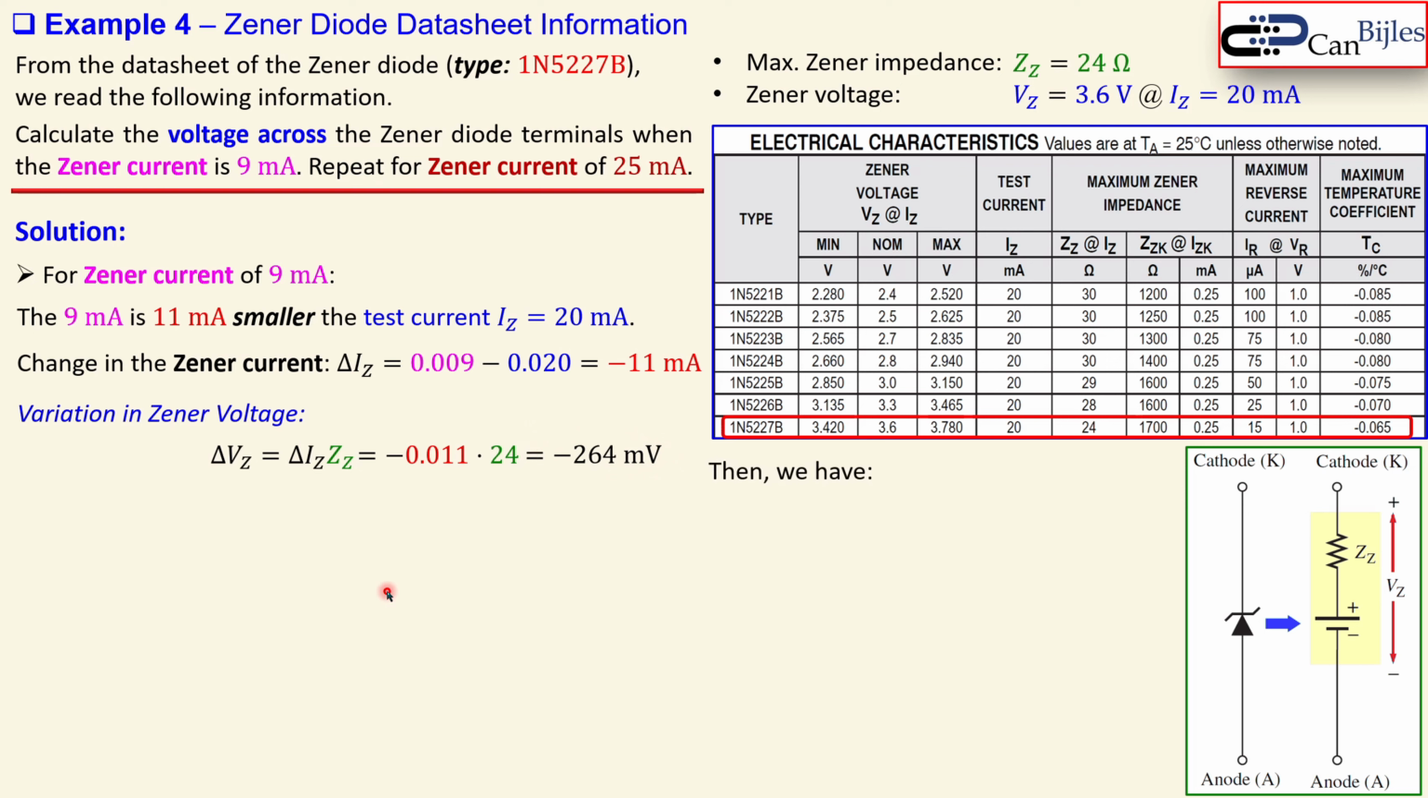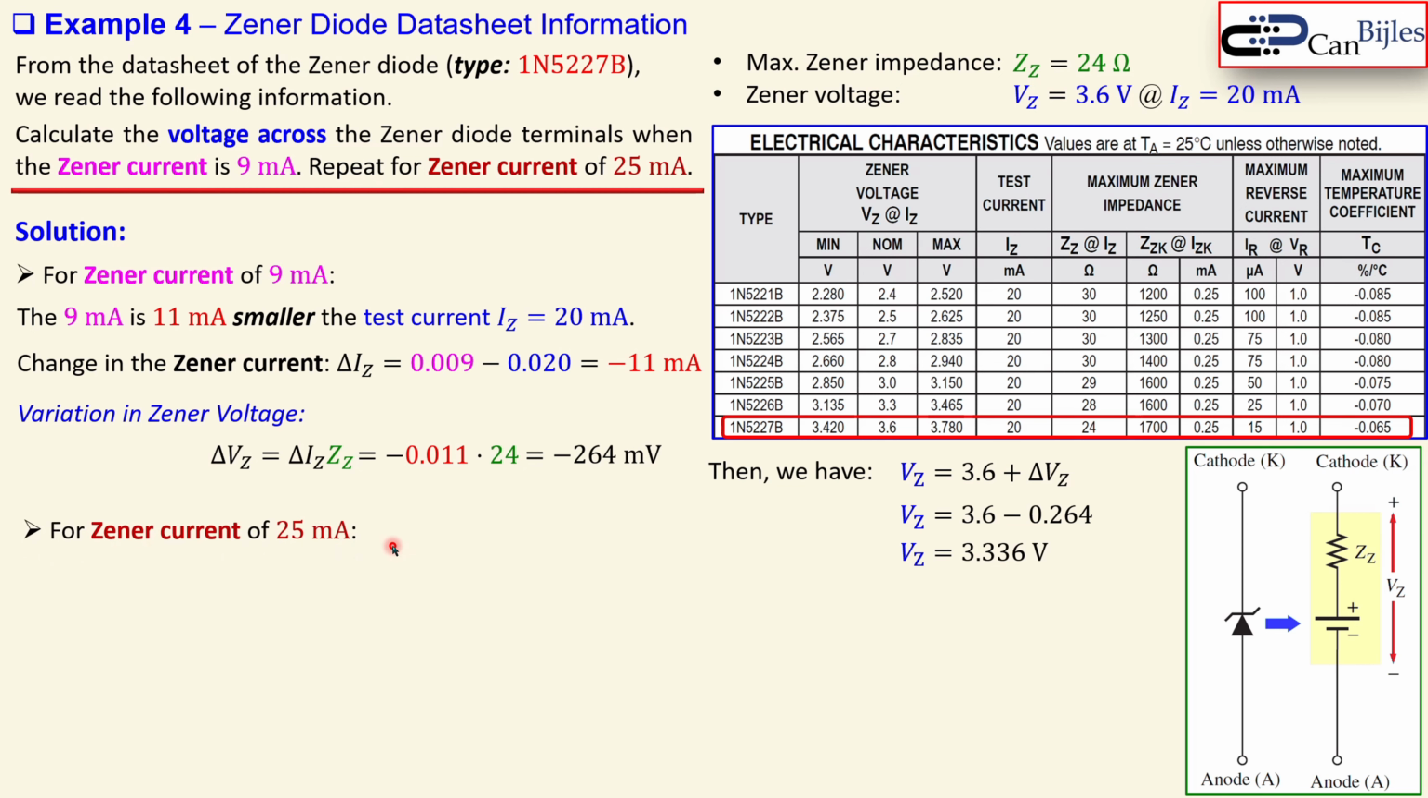Now, when you look at the actual voltage between these two nodes, anode and the cathode, so from cathode to anode, then you have this. Since this is negative, we will go down. So it will be 3.6 going down to 3.336 volts, so almost 3.34 volts. That is the decrease in the actual voltage between these two nodes.